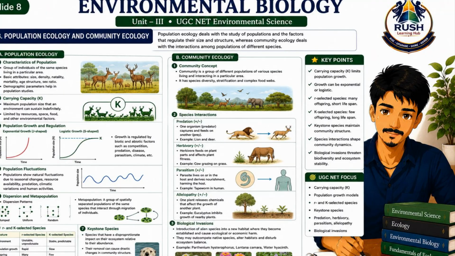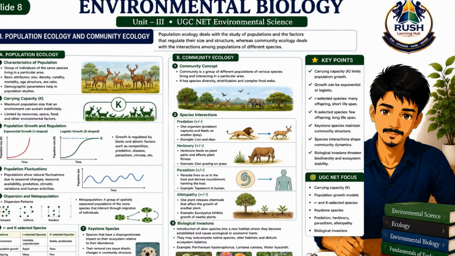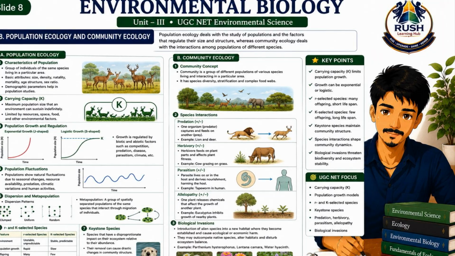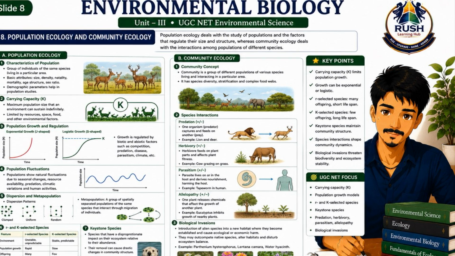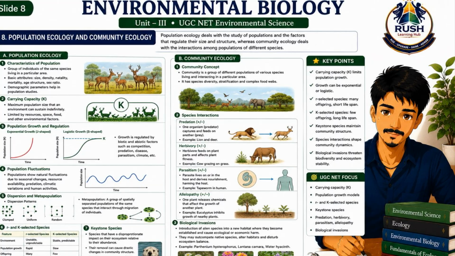Community ecology also deals with biological invasions. Invasive species are non-native organisms that establish themselves in new habitats and adversely affect native biodiversity, ecosystem functioning, and economic activities. Examples include Parthenium hysterophorus, Lantana camara, and water hyacinth.